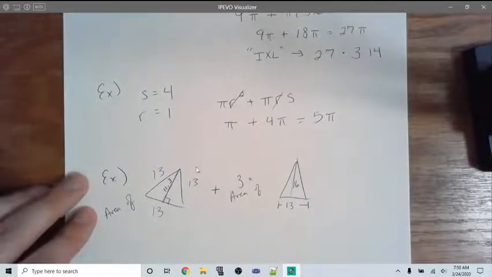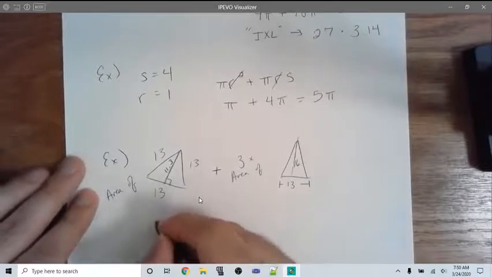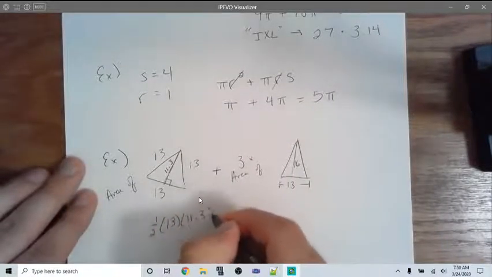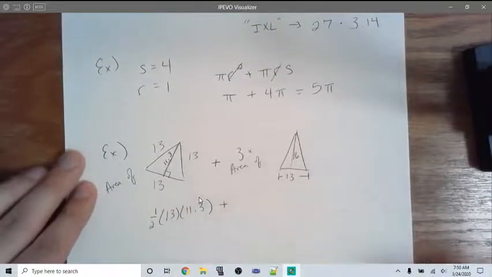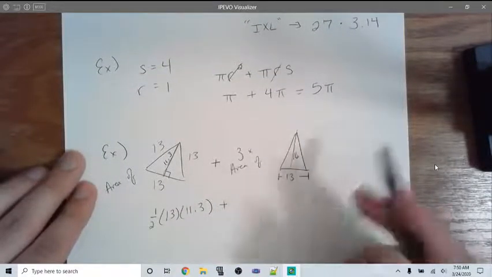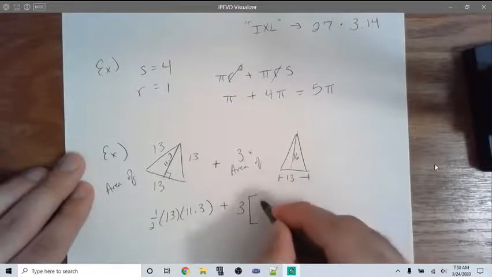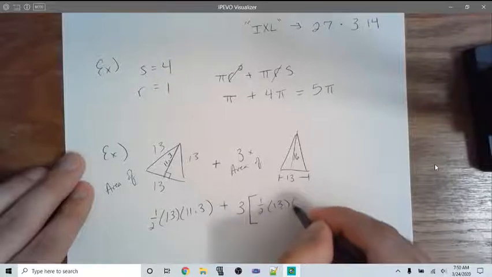So I want the area of this one, which is 1/2 base times height, plus I have 3 copies of the same exact triangle here. So I want 3 times 1/2 base times height.